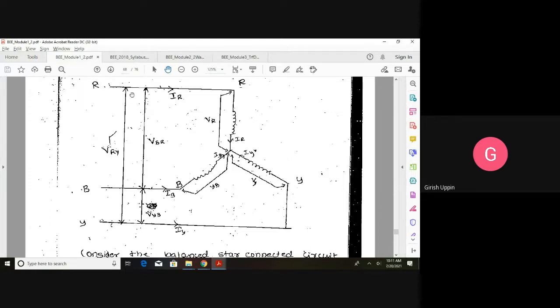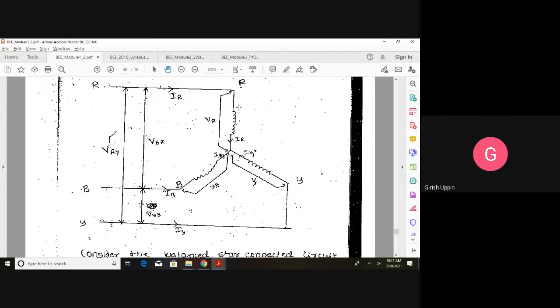The current that is entering the R terminal, IR, is a line current IL. The current that is entering the B terminal, IB, is a line current. The current that is entering the Y terminal is a line current. The current that is flowing in the R phase is IR. This is the phase current. The current that is flowing in the Y phase, IY, is also a phase current. And the current that is flowing in the B phase, IB, is also a phase current.